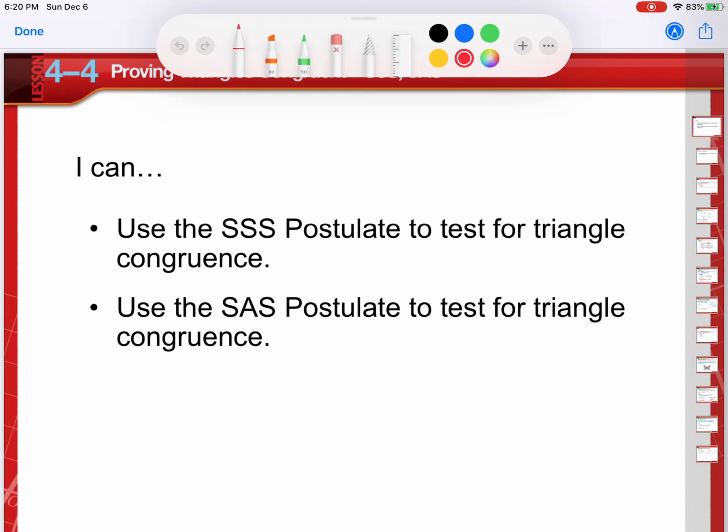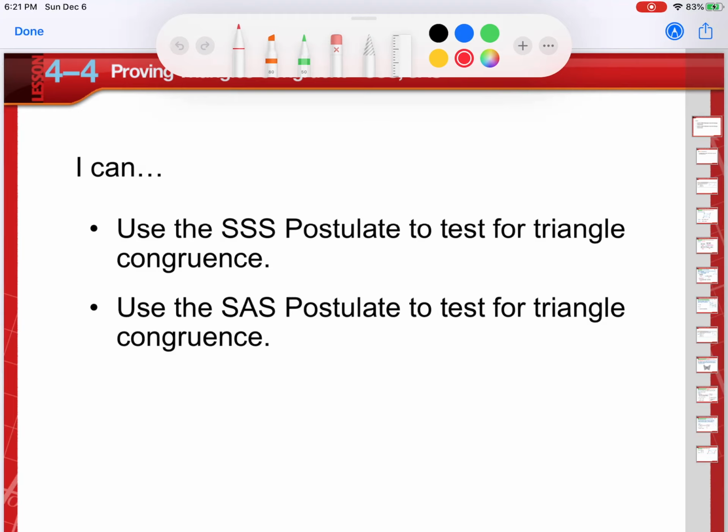All right, so today we are continuing down the road of proving triangles congruent. Today I'm going to try to make the video a little bit shorter. Yesterday's just got out of hand, and I apologize for that. So this one's going to be a quicker video, hopefully.